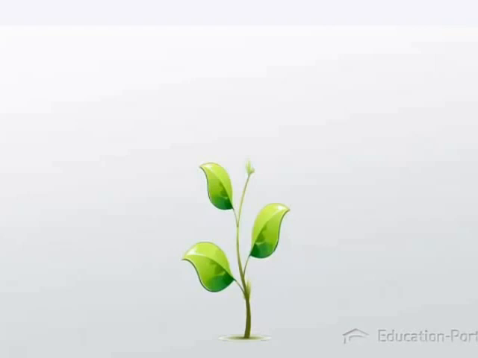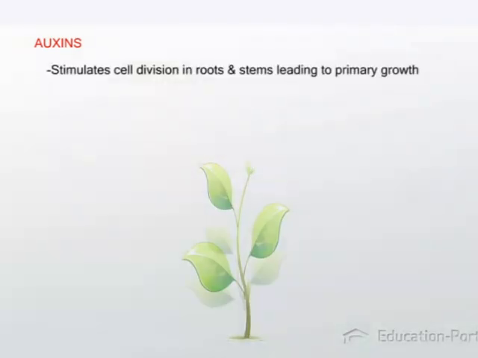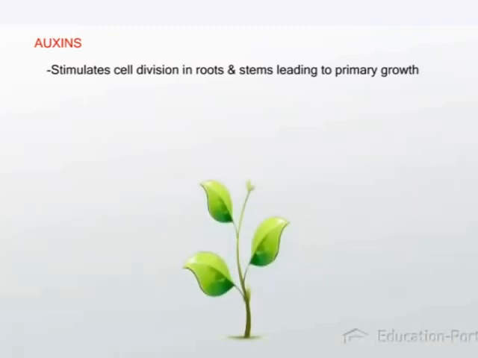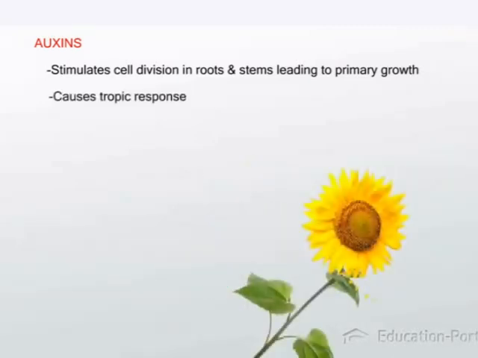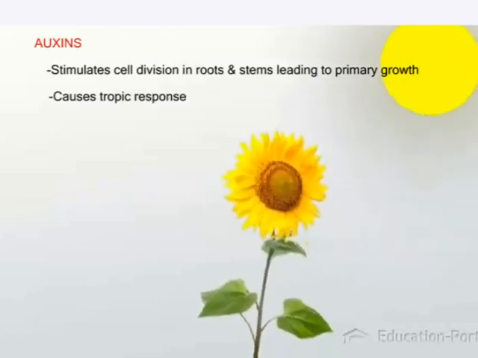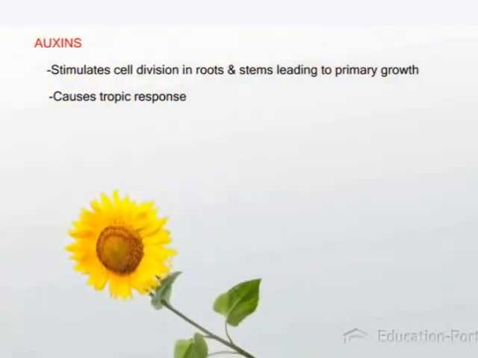There are many different types of plant hormones, and one well-known group is the auxins. Indole acetic acid is one best-known auxin. Auxins are produced at the shoot and root tips. Auxins are known to have various effects on the growth and development in plants. They stimulate cell division and cell elongation in stems and roots, leading to primary growth. Auxins cause tropic responses, which are growth responses in plants due to external stimuli acting from a given direction.